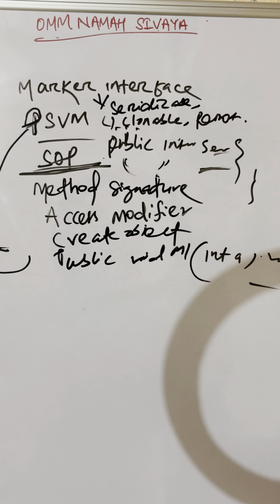Then we'll go for access modifier. Access modifiers we have are public, private, protected and default. These are the access modifiers we are using in Java classes, okay. So public means throughout the classes we can access it. If I declare the class as public, we can access it throughout, okay.